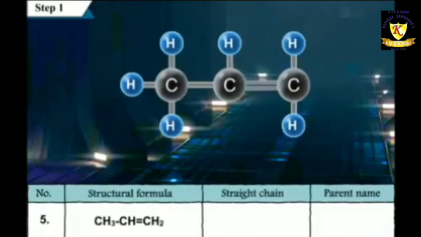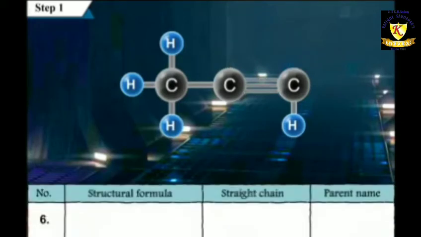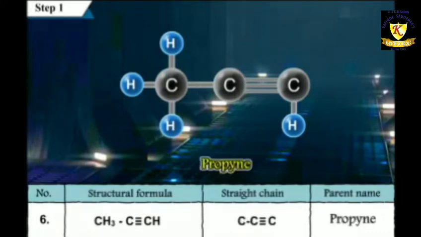Next one, structural formula CH3CH=CH2. Straight chain C-C=C. So here the parent name is propene. CH3-C≡CH. The straight chain is C-C≡C. So the parent name here is propyne. Got it, children?